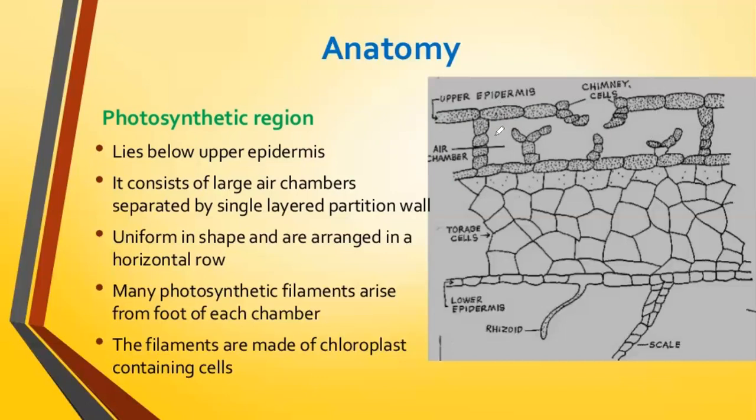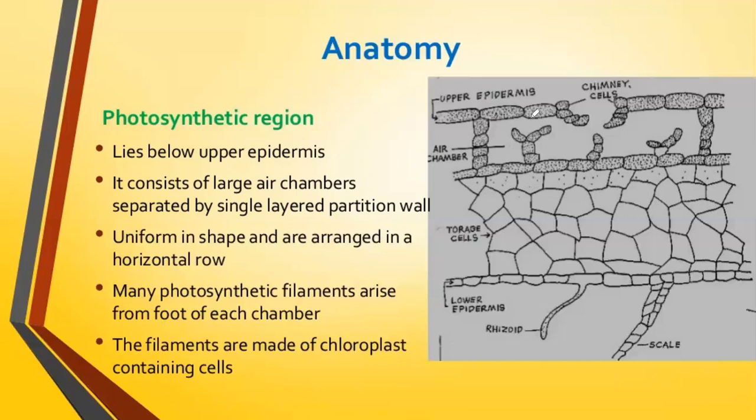Second layer is the photosynthetic layer. Photosynthetic layer is just below the upper epidermis and they have larger air spaces called air chambers. These air chambers are separated with a single row of cells, which is made up of chlorenchyma and helps in the photosynthesis. And this single layer of cells, which gets partitioned by the walls, helps in the production of filamentous cells, which arise in the air chambers, and they help in the photosynthesis.